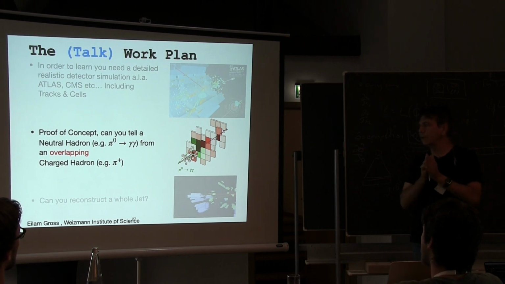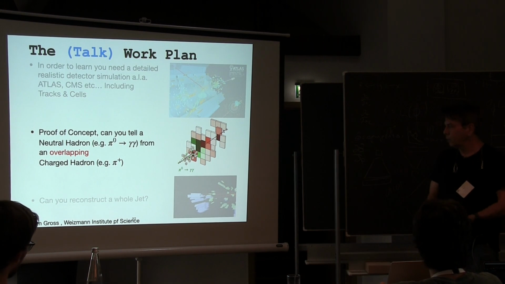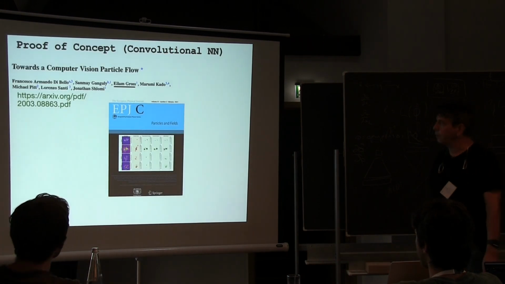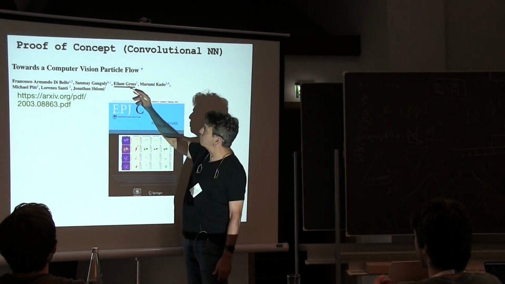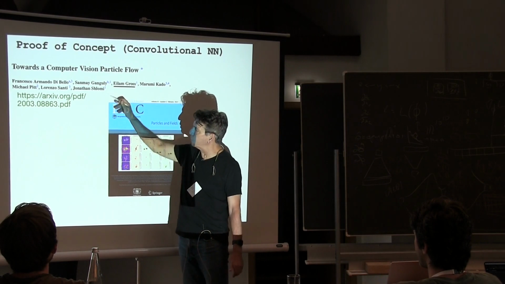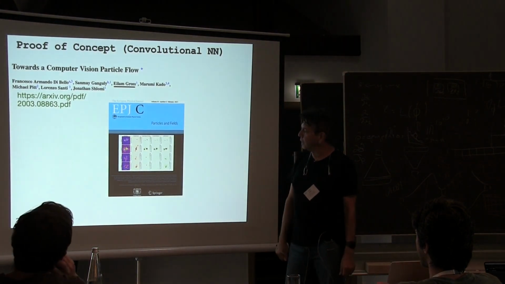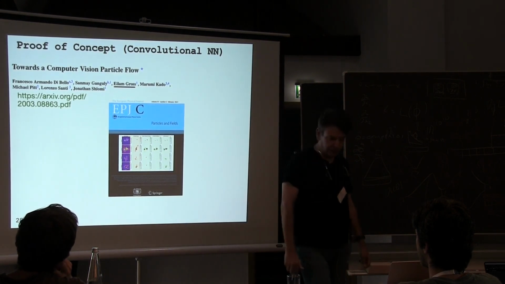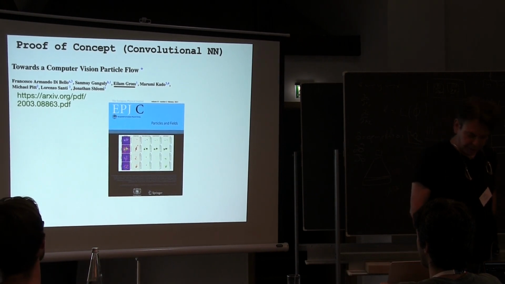So the second question we ask is, can you tell a neutral hadron from an overlapping charged hadron? This is another paper. This is sort of an older paper, so only me you know from this paper. And it was the cover article of EPJC because it's first of its kind. First time somebody tried to tackle particle flow at that level with machine learning.